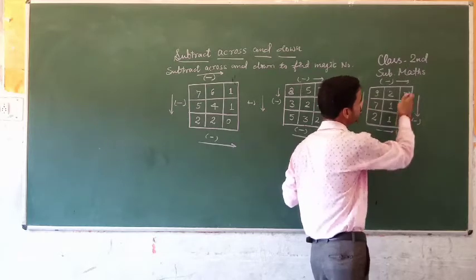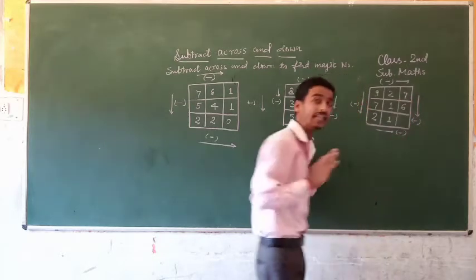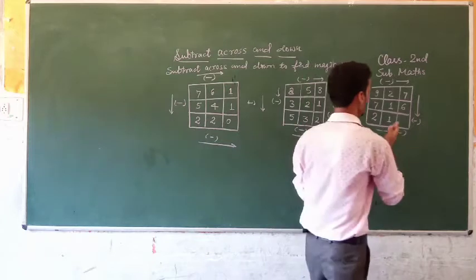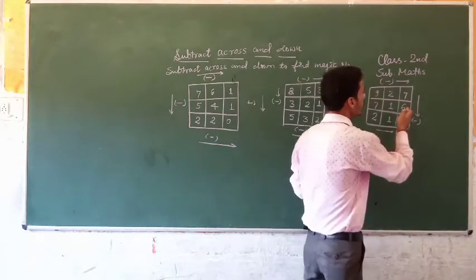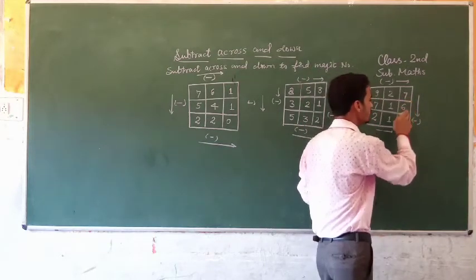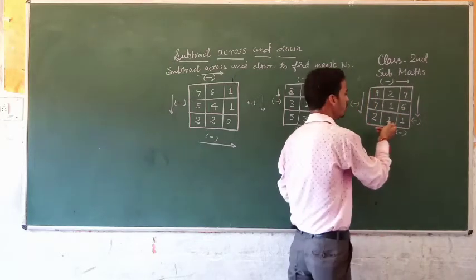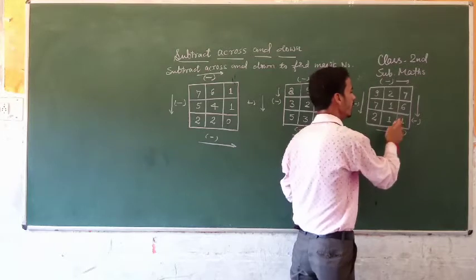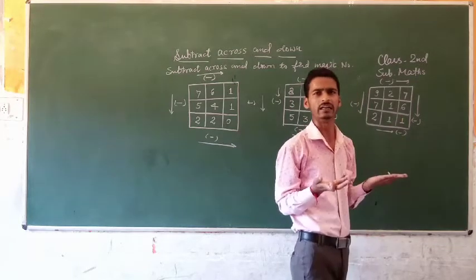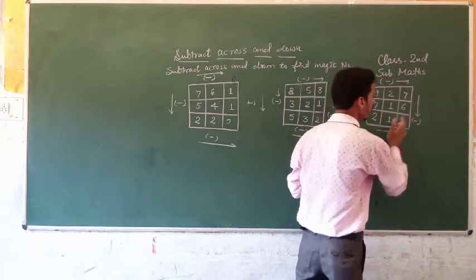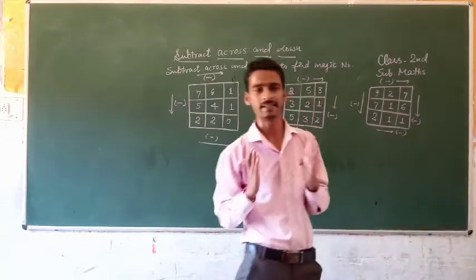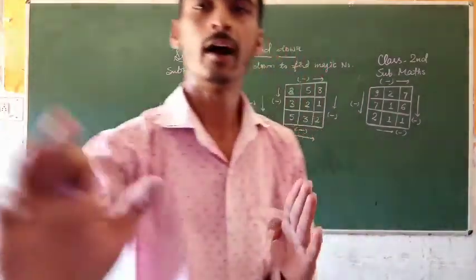And when we subtract 6 from 7, we have to find magic numbers. As when we subtract 6 from 7, there will be 1. And as here we subtract 1 from 2, here will be 1. In both conditions, there will be 1. So 1 is the magic number and you will find the magic numbers.